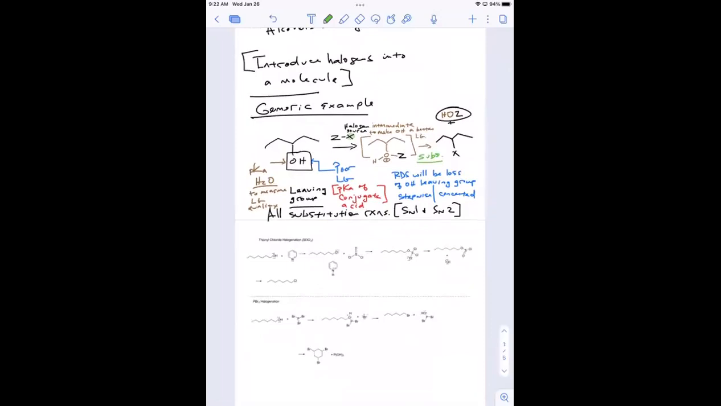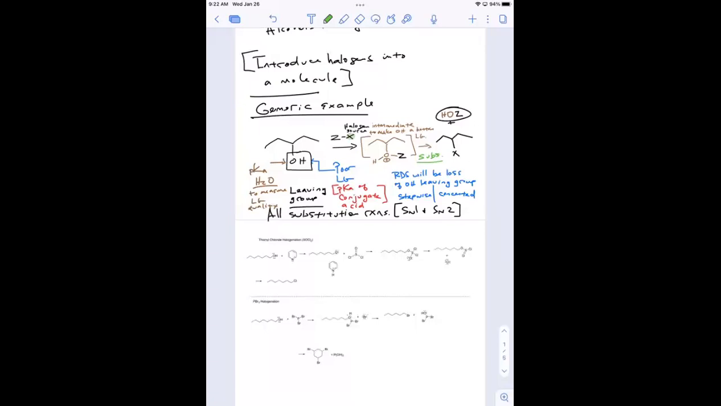So again, the leaving group, you can judge it by the pKa of its conjugate acid. All of these reactions that we're going to look at are substitutions. They all have multiple steps in the mechanism, but the rate determining step is the loss of that leaving group. So that's either going to be SN1 or SN2. And then the overall goal, again, is to take the OH and replace it with a halogen, right? All right, any questions about that?